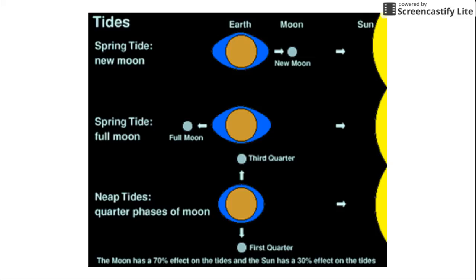So there's a few different types of tides. There's a spring tide during a new moon where you have a bulge. There's a spring tide during the full moon where it's on the other side from the sun. And then you have a neap tide, and these are at the quarter phases of the moon. The moon has a 70% effect on the tides, and the sun has a 30% effect on the tides because the moon is much closer than the sun to the Earth. It has a greater effect.